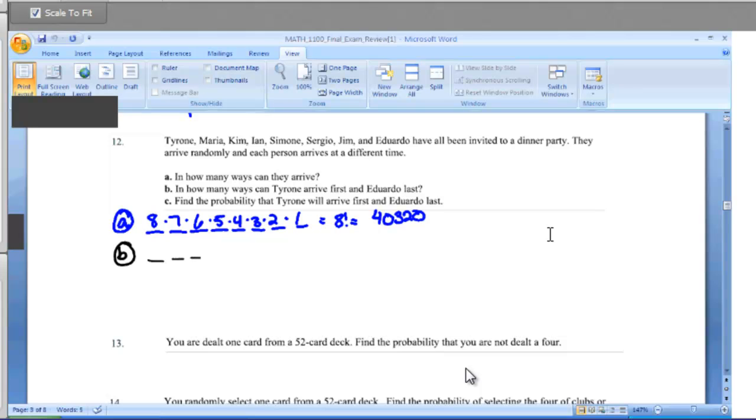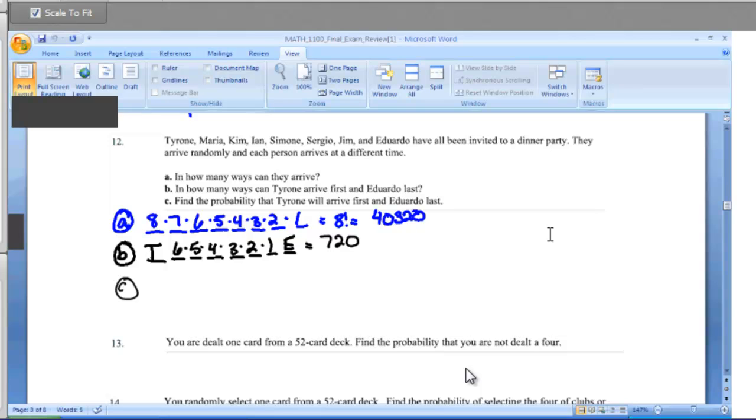Well, we still have these 8 people, but we know that Tyrone is first and Eduardo is last. Well, when these 2 people are arriving, then we have 6 people left. So we have 6 options, 5 options, 4, 3, 2, and then 1 option. That's the same as just 6 factorial, or 720.